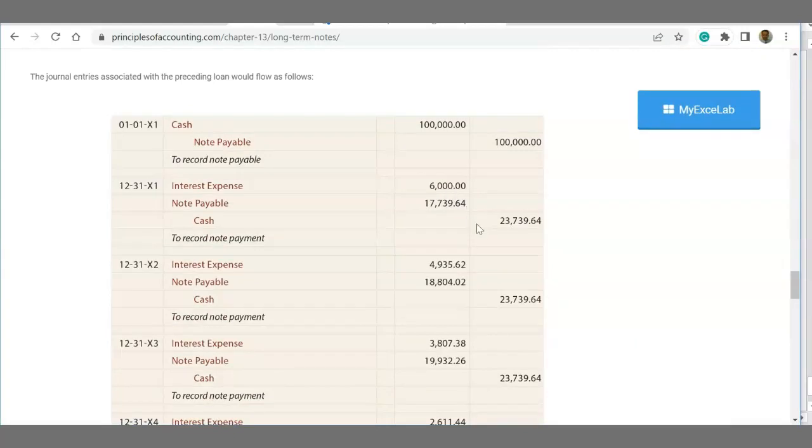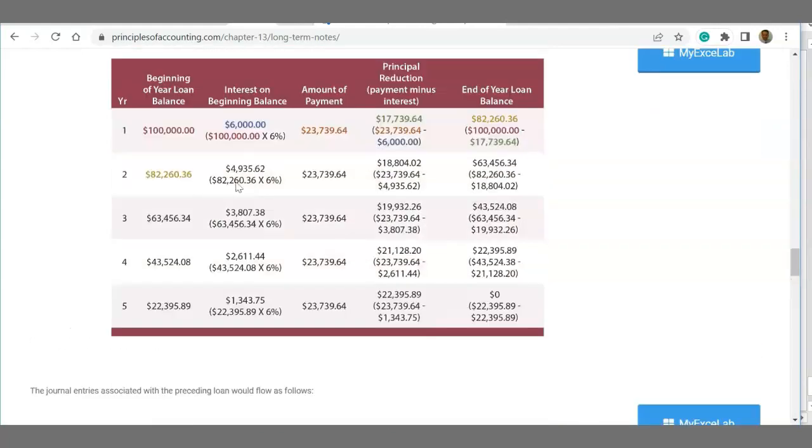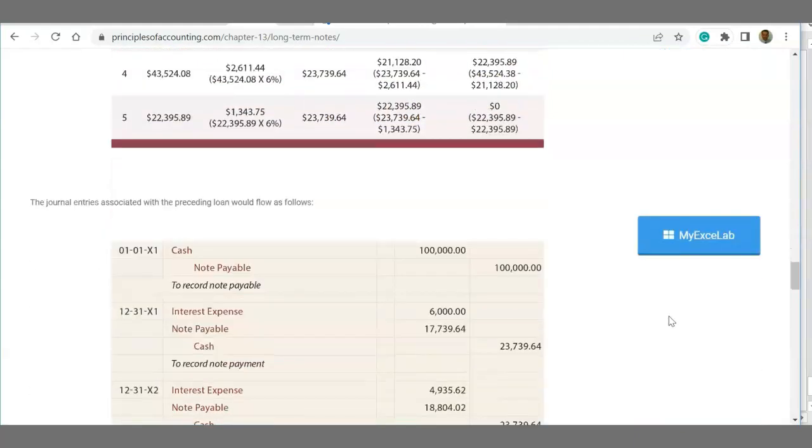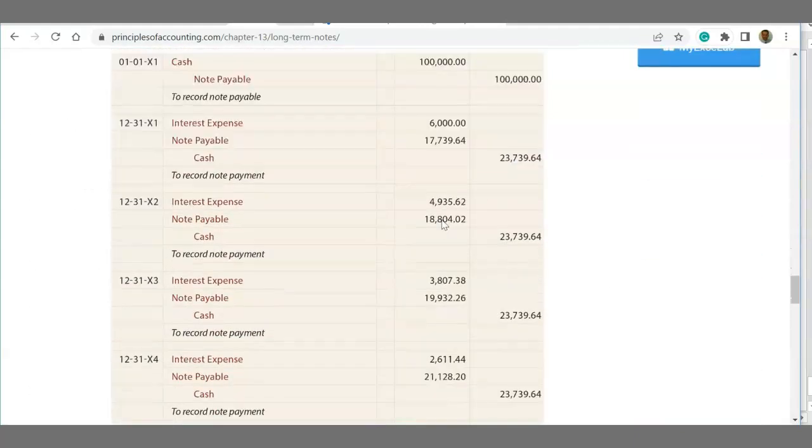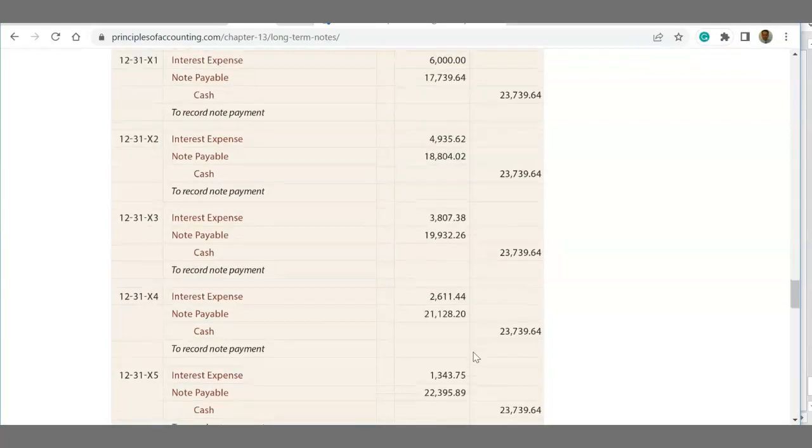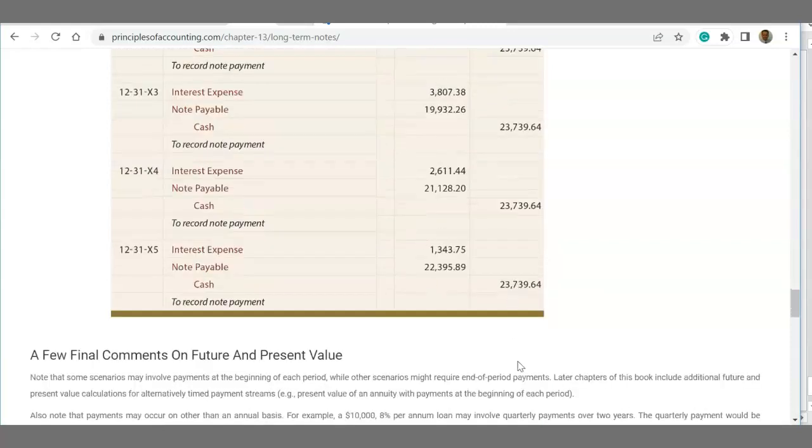Very important to be able to calculate this dollar amount. For year 2, the interest expense will be only $4,935 according to that schedule of note payable. So 23,000 minus 4,900, the reduction in principal will be the plug, 18,804. Year 3, same thing. Year 4 and year 5.